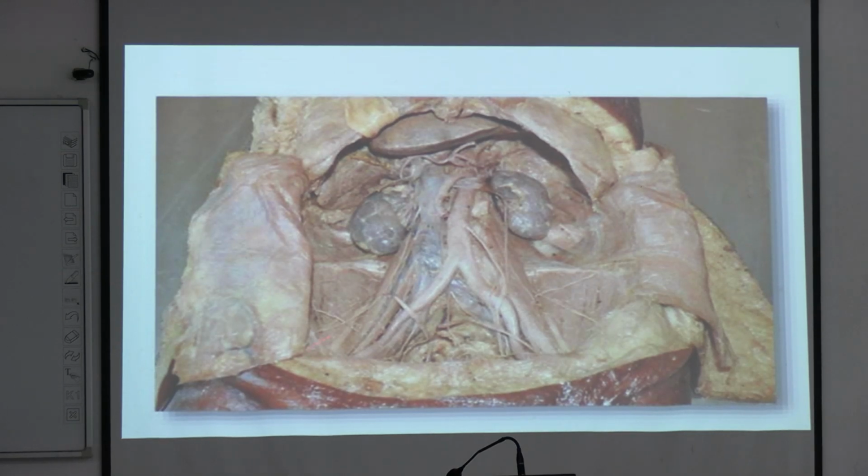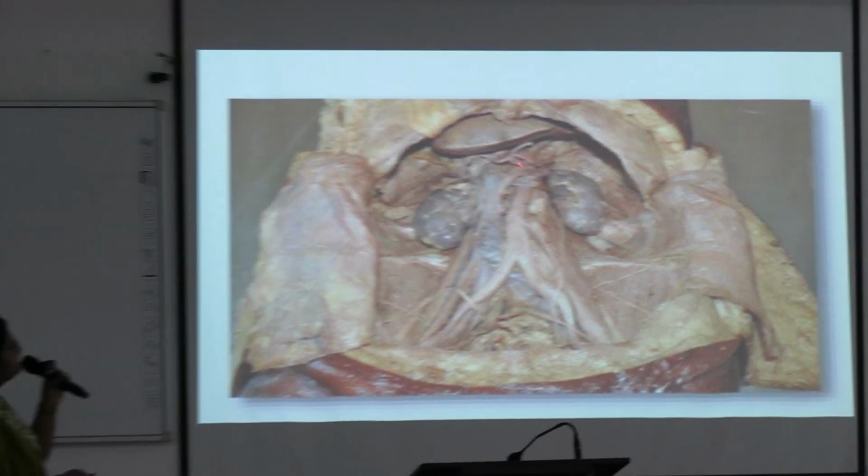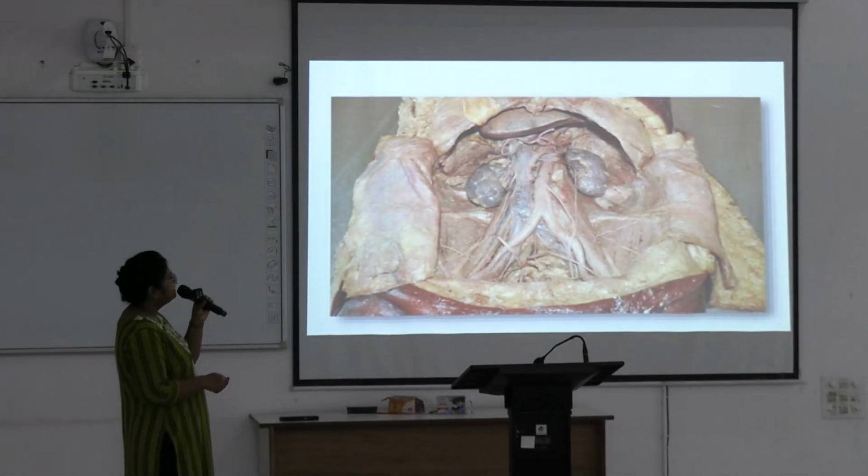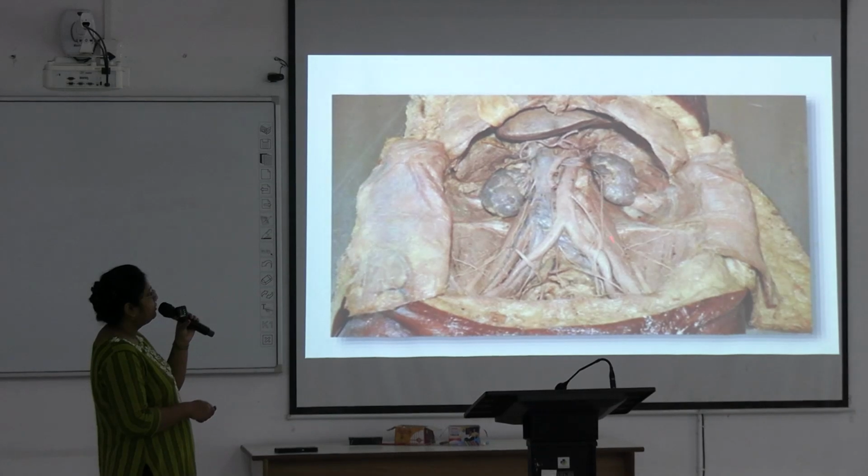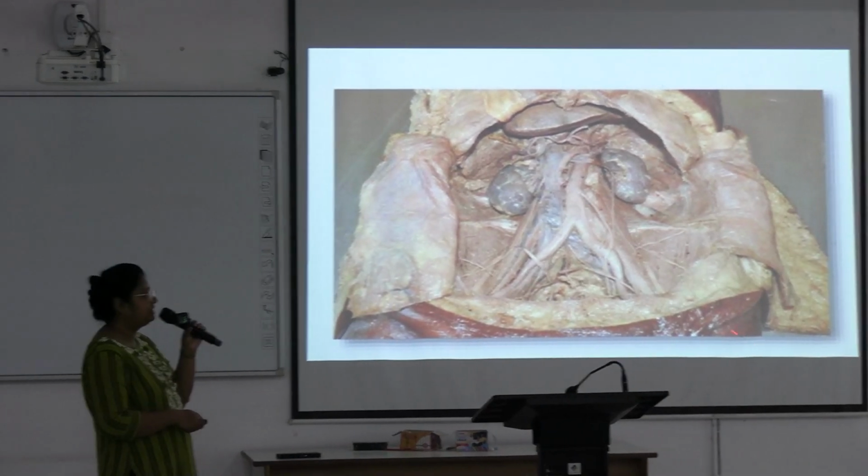External iliac continues downward as the femoral artery, and internal iliac divides into anterior and posterior divisions and gives multiple branches within the pelvis. And see the ventral branches here. Here is the celiac trunk. Just 1 centimeter below it will be the superior mesenteric artery. This is inferior mesenteric artery, continuing downward as the superior rectal.